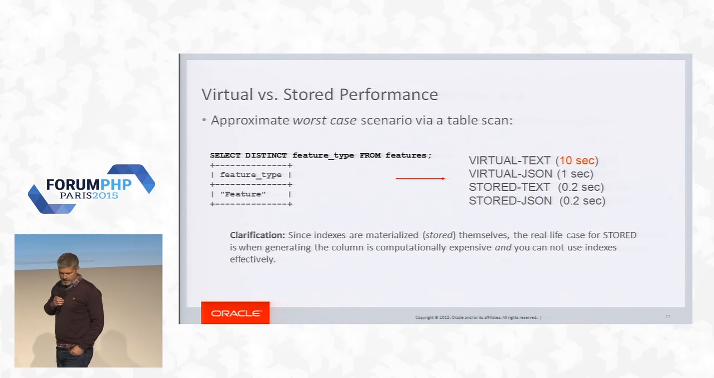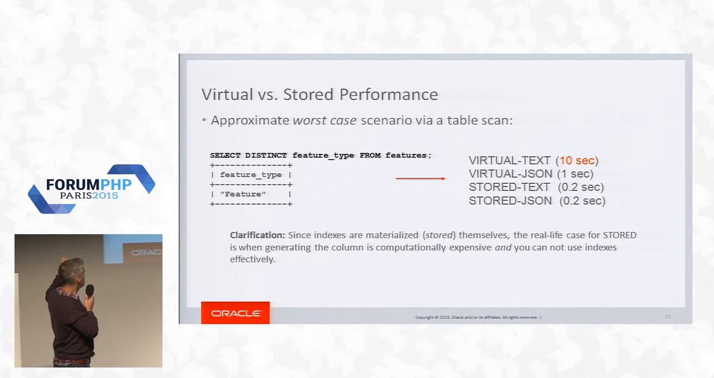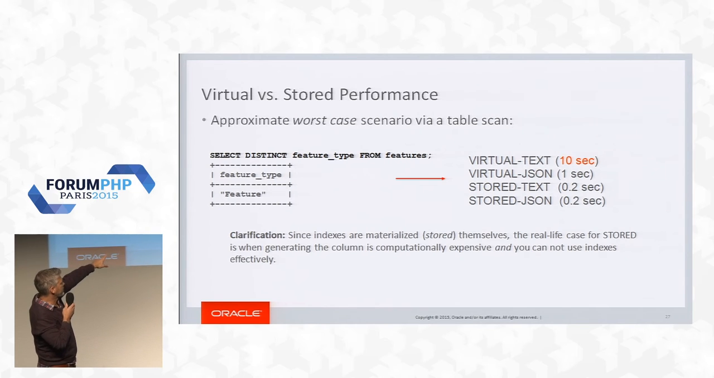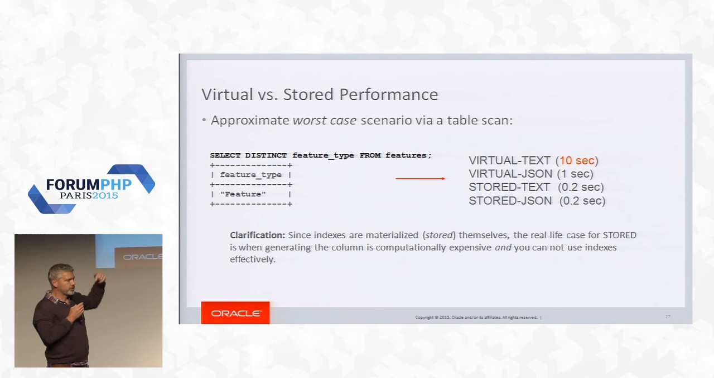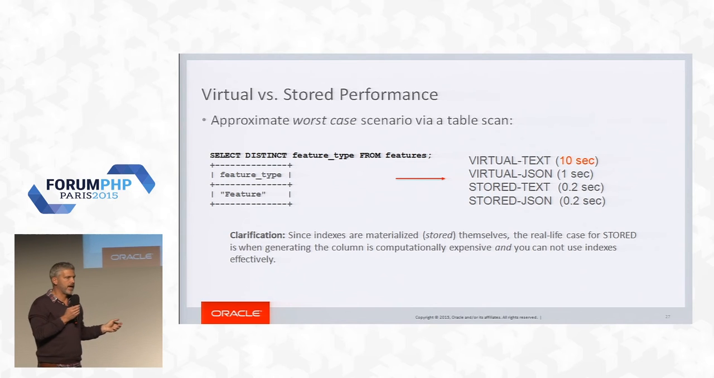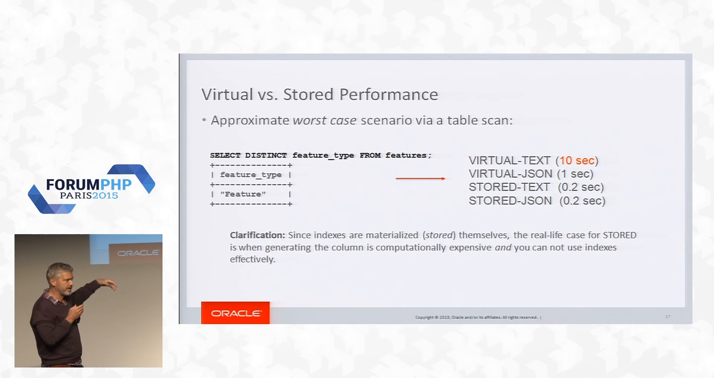Some performance comparison here. It will all depend, right, on your data, but just to give you an example here. If you have things stored as virtual text versus virtual JSON versus stored text versus stored JSON, you will see that when you actually do the extract, it's going to be faster. So if you have a function which is computationally heavy to do, and you want to access through that function rather than indexing, then of course it could be beneficial. But in the end, it's all going to depend on your use case and how you're using it, which one is going to be more efficient for you.